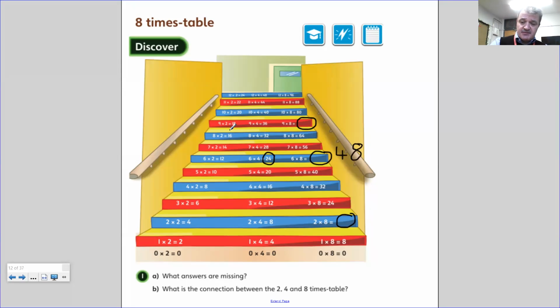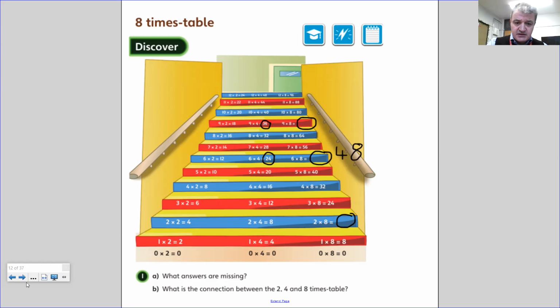I know that 9 times 2 is 18. I know 9 times 4 is 36. So we need to double the answer. What's double 30? Double 3, make it 10 times bigger. What's double 6? So we end up with 72.